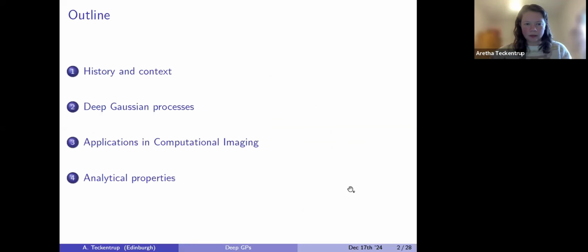So the outline of my talk is the following. I wanted to start with a bit of the history and the context, what deep Gaussian processes are and where they come from. Then I'll spend quite a bit of time explaining what deep Gaussian processes are, as I'm assuming that not everybody is familiar with them and how they work. I'll explain what they are and what the advantages are, why they are so popular. And then I'll talk about two recent research projects. One is more on the computational side and some applications in computational imaging, and then a bit about analytical properties in the end, and I'll see how much time I have there.